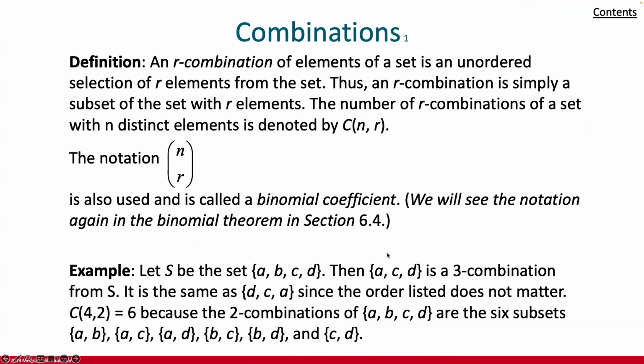Okay, now we're going to talk about combinations. We talked about permutations. An r-combination of elements of a set is an unordered selection of r elements from the set. Thus, an r-combination is simply a subset of the set with r elements. The number of r-combinations of a set with n distinct elements is denoted by C(n, r). The notation that's listed here is also used and is called a binomial coefficient. We'll be talking about that shortly, so just keep that in mind.